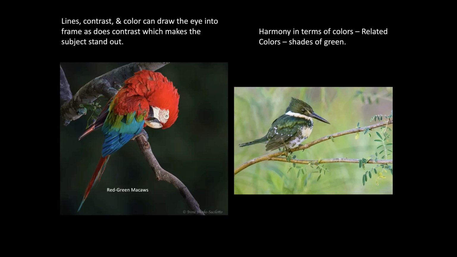In the case of this green kingfisher, we also sort of have a diagonal line there, but we've got a harmony in terms of colors. We've got a bunch of related colors, all these beautiful shades of green. It creates a very, very pleasant mood. It's something that you might want to hang on the wall. It's very calming.